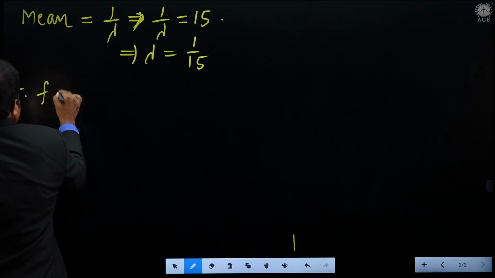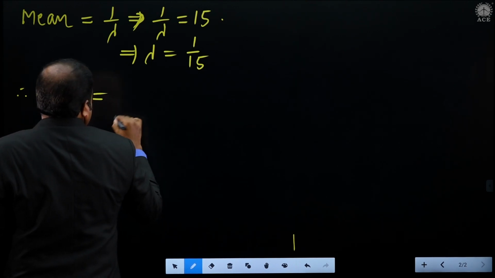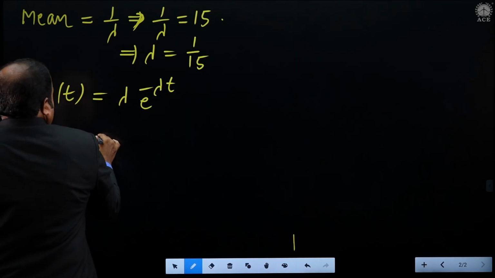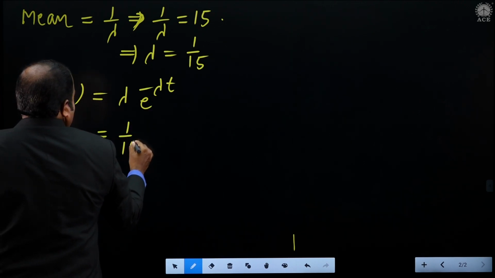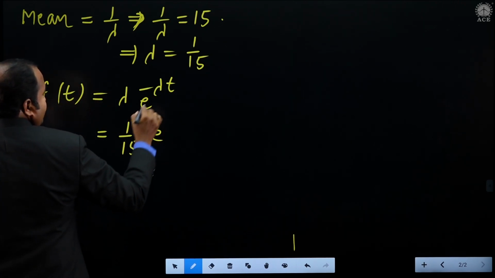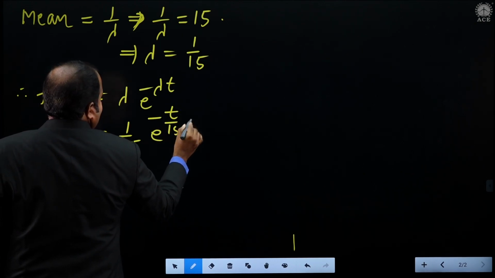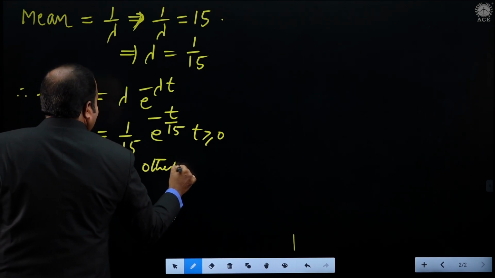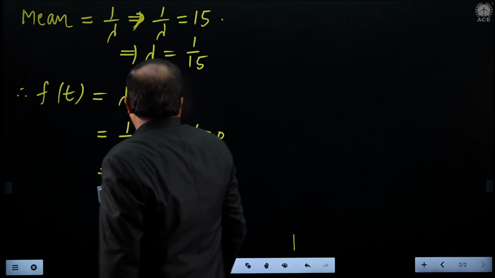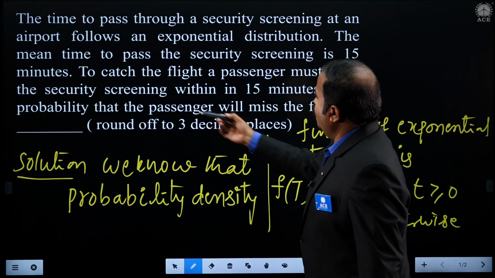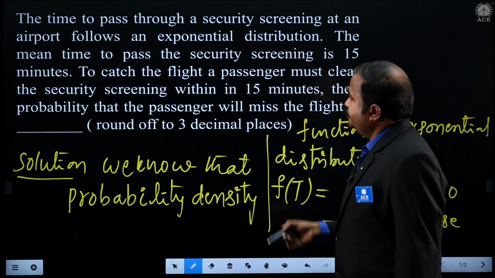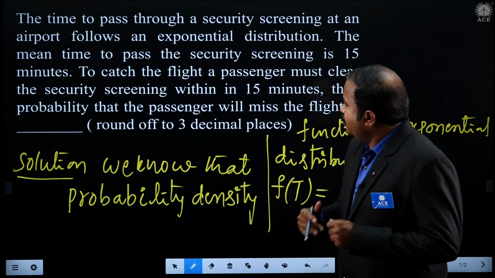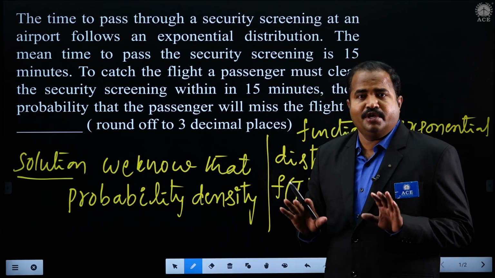Therefore, the function f of t equal to lambda into e power minus lambda t means what? Lambda is 1 by 15 into e raised to minus t by 15 for t greater than or equal to 0, equal to 0 otherwise, right? So look at the question again. What is the probability that the passenger will miss the flight? The passenger must clear the screening test within 15 minutes. So if the screening takes more than 15 minutes, the passenger will miss the flight.